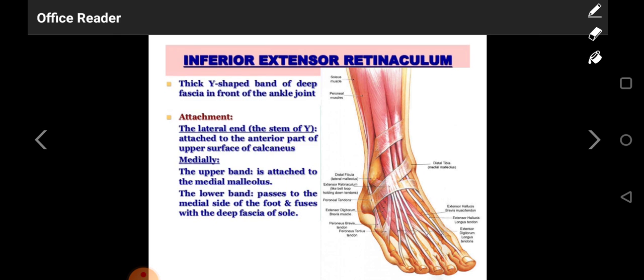Then we have the inferior extensor retinaculum, which is the lower extensor retinaculum. It is a capital Y shaped band of the deep fascia in the front of the ankle joint. Attachments: the lateral end, that is the stem of the Y, is attached to the anterior part of the upper surface of the calcaneus, and medially the upper band is attached to the medial malleolus and the lower band passes to the medial side of the foot and fuses with the deep fascia of the sole.